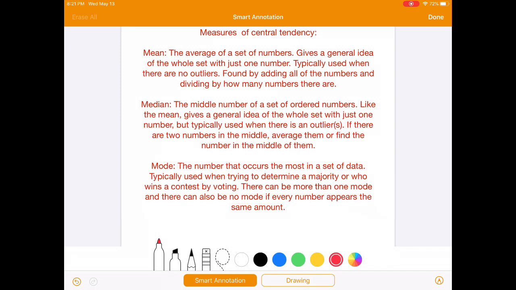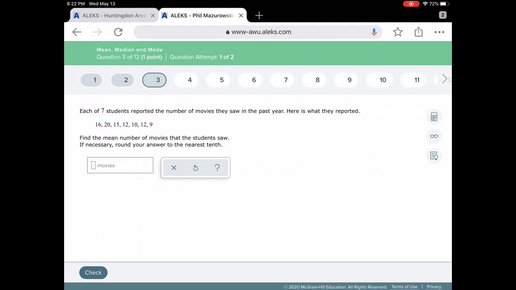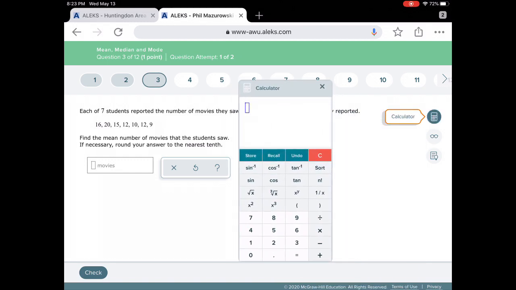Now we're going to take a look at some of the problems you'll see on ALEKS. The first question I'm pulling up here: each of 7 students reported the number of movies they saw in the past year. Here's what they reported: 16, 20, 15, 12, 10, 12, 9. All the numbers are very similar to each other, and they say let's find the mean number of movies that the students saw. In this case, we don't have to worry about ordering anything. To find the mean, we just have to add these up.